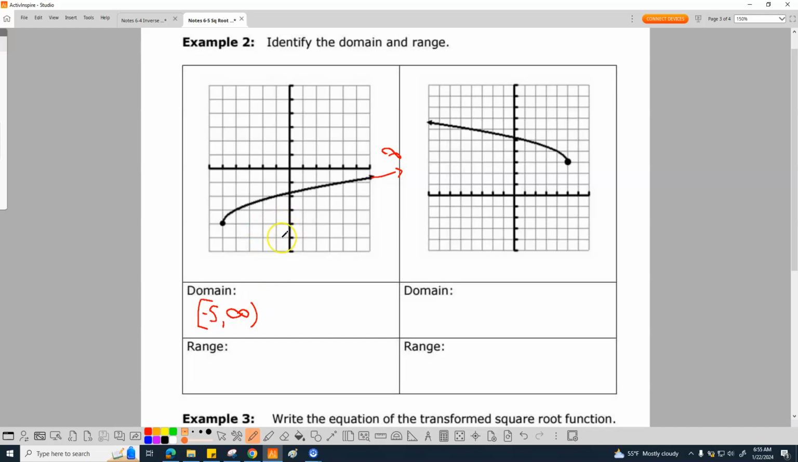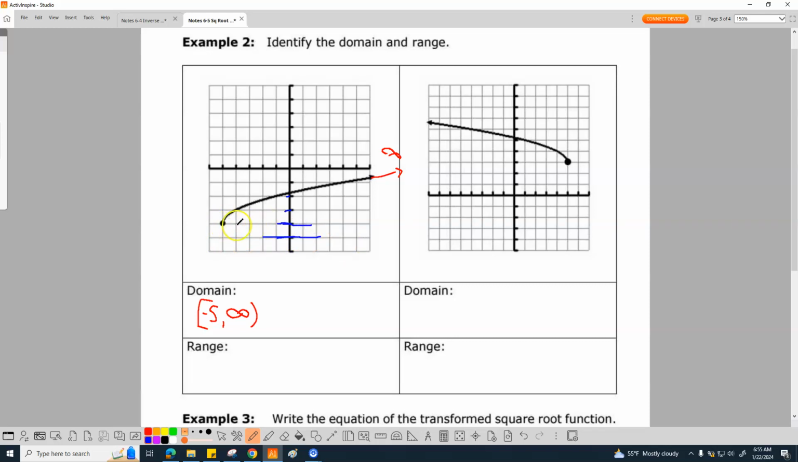Range, same thing, y'all. I'm going to switch to blue for this. Range is the y values. You basically have to read it from the bottom to the top. So you're starting down here. Do I have a y value on the graph here? The answer is no, I don't. What about this line? Yes, I do.